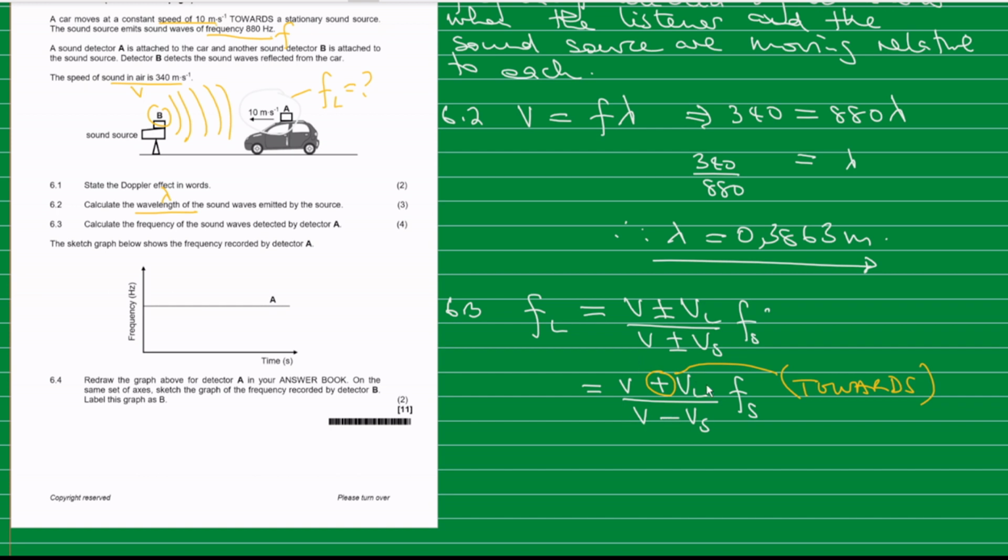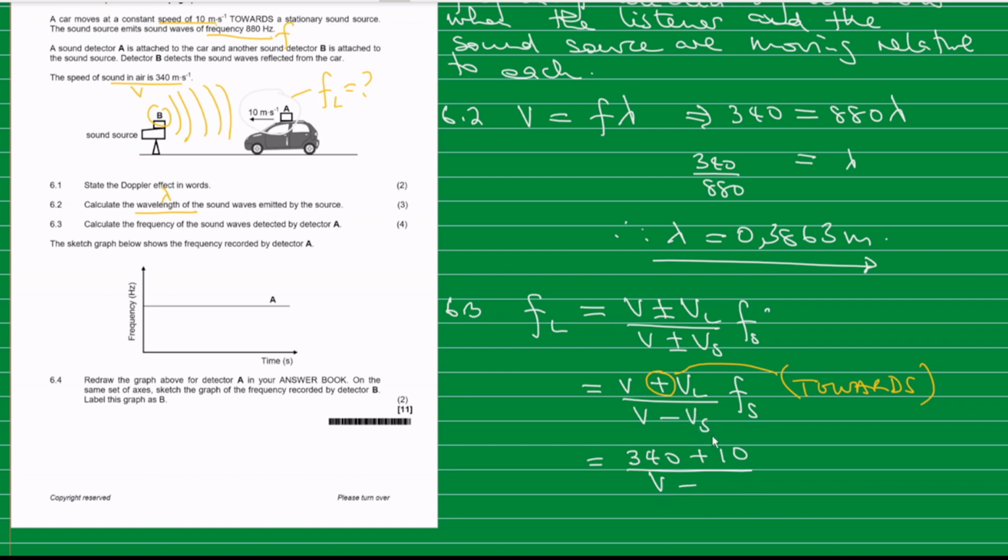So we are going to apply this formula and substitute our values. V represents the speed of sound, which is given there as 340, added to V, the speed of the listener. The listener is our car, because it is the one detecting the sound. We are told it's moving at a speed of 10 meters per second, so add 10, divide that by V, subtract Vs.